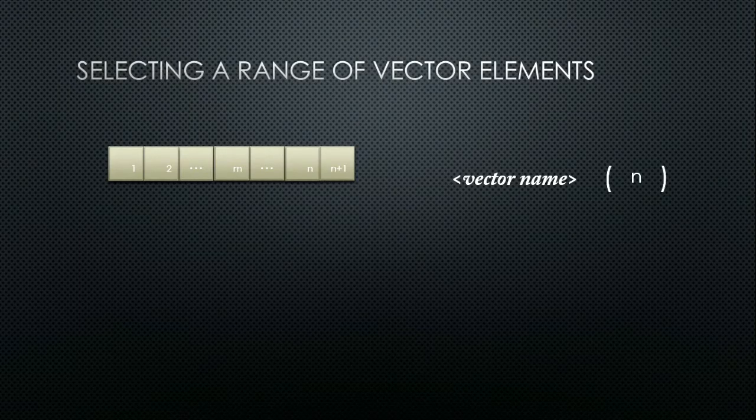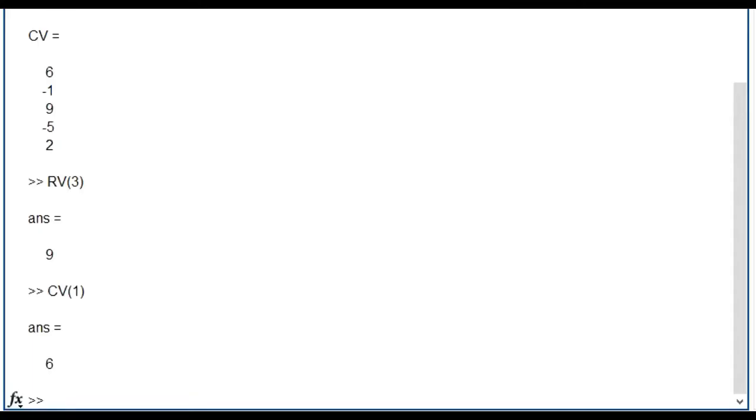We can also select a range of elements from a vector. Typing m:n in place of the element position selects the elements from the mth position to the nth position. So typing rv(2:4) displays the elements from second place to fourth place.